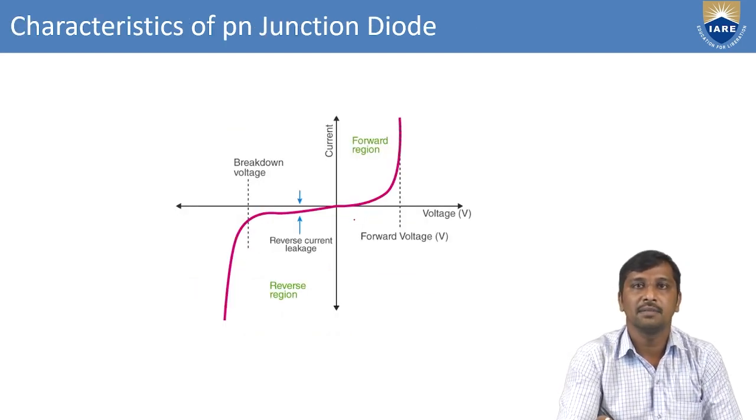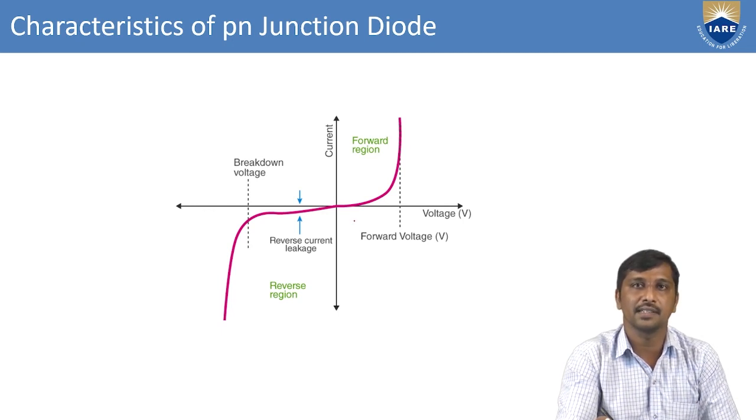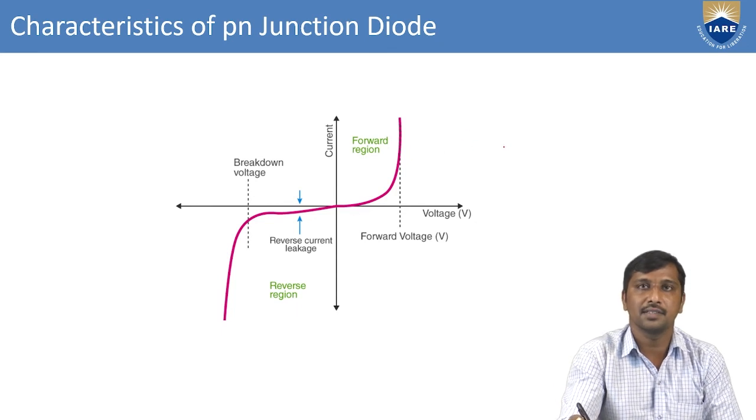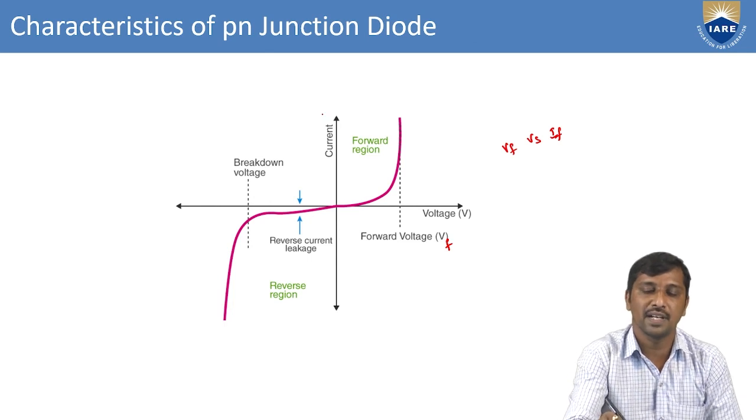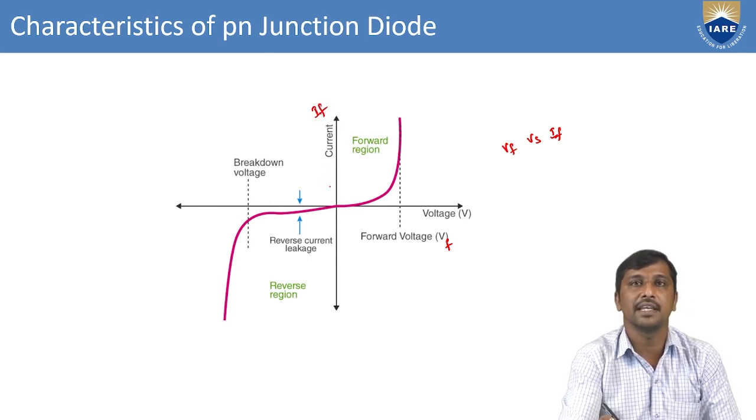So these are the characteristics of the PN junction diode. There are two types of characteristics here: one is the forward bias characteristics, and the other is the reverse bias characteristics. The forward bias characteristics are drawn between forward bias voltage and forward bias current. Here I have taken the forward bias voltage, represented as VF, and the forward bias current, represented as IF.